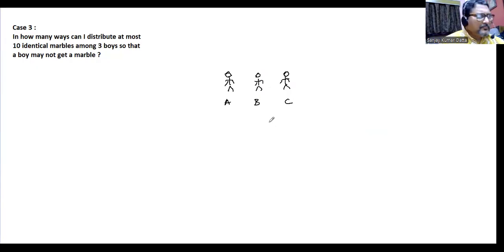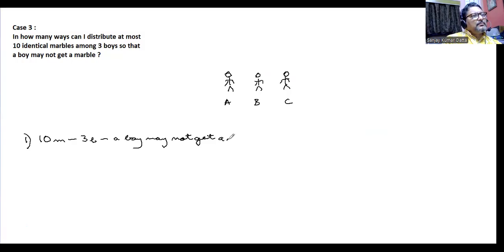No problem. A student said that this is easy. You see, first case, you distribute 10 marbles. I'm writing it in short because space is less. 10 marbles among 3 boys, criteria: so that a boy may not get a marble. So that will be done in 10 plus 3 minus 1 C 3 minus 1 ways. We already studied this in case 1.